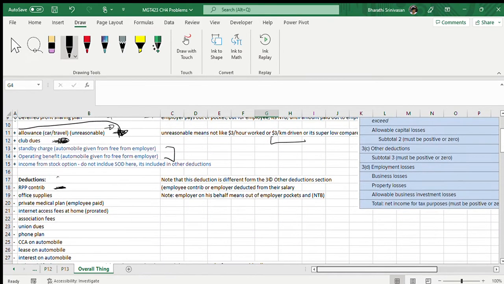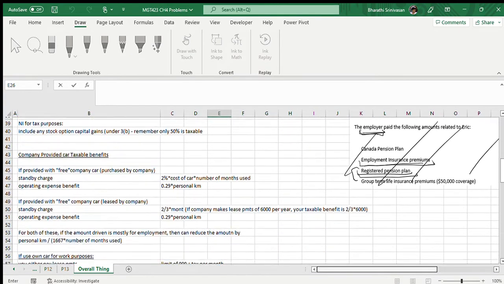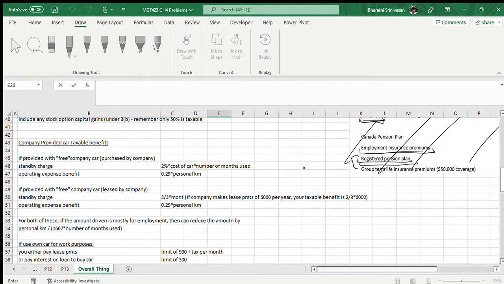Okay, so there are two benefits that you get from the free car, and those two are taxable benefits you have to include. So, first of all, a company provided car has taxable benefits. The standby charge: whether the car is purchased by the company or leased by the company changes the amount of benefit you have to pay. If it's purchased by the company, then the standby charge is 2% times the cost of the car times the number of months that you used it. For example, if you got the car at the beginning of July, it would be July, August, September, October, November, December. So 6 months would be used.